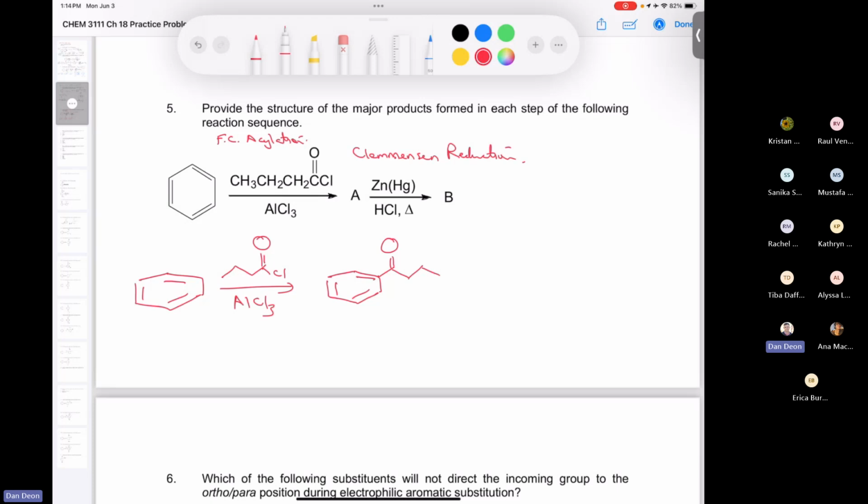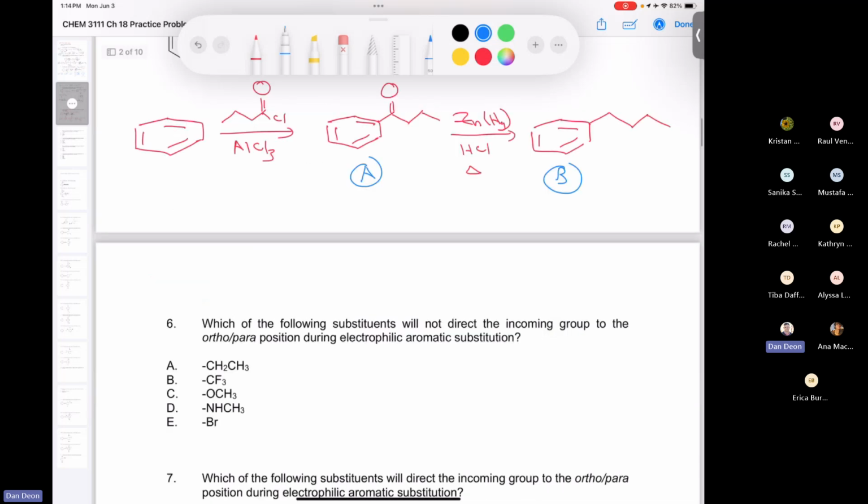Then I do the Clemmensen reduction, which uses the zinc mercury amalgam and HCl, and you heat that up, and that reduces the carbonyl. And so I just end up with butylbenzene in this one. So just butylbenzene is going to be my final product. All right. So the ketone is going to be A, and this will be B, like that. All right, next one's a little faster.